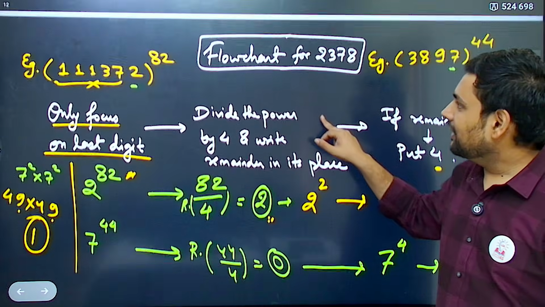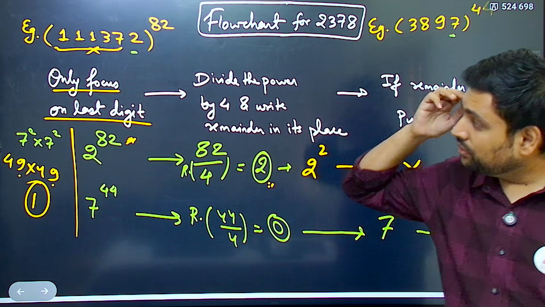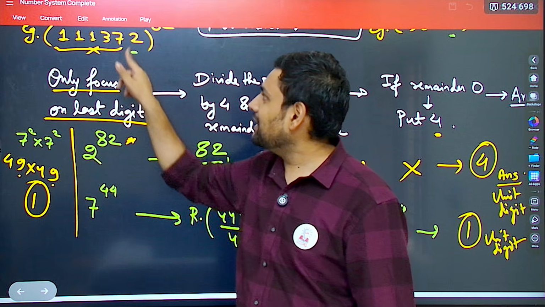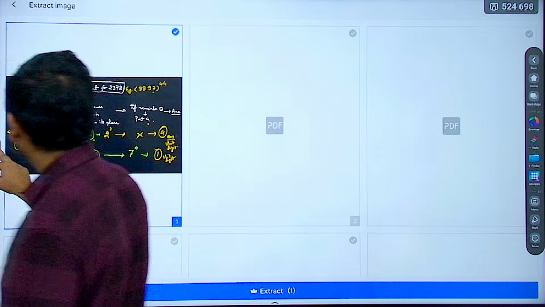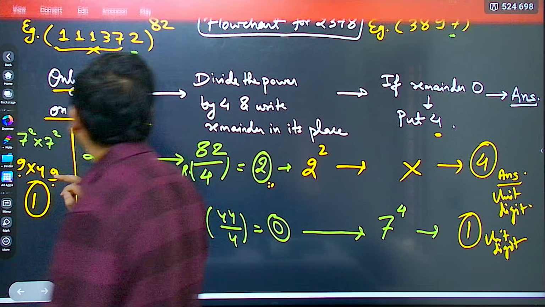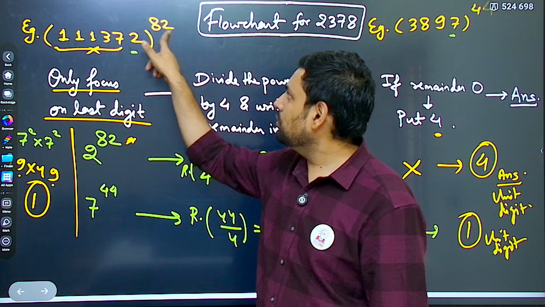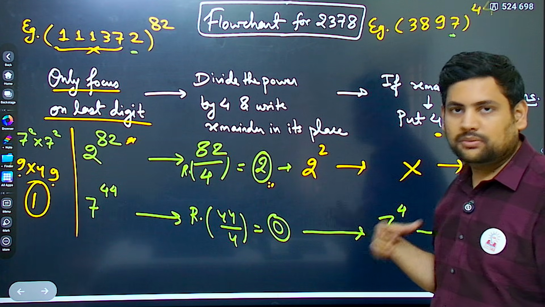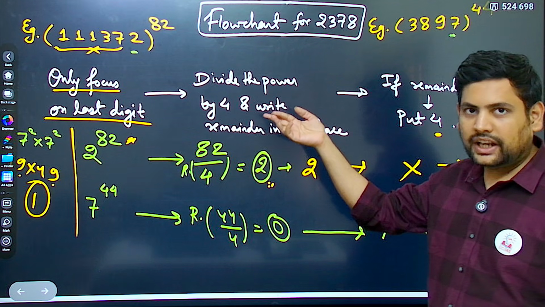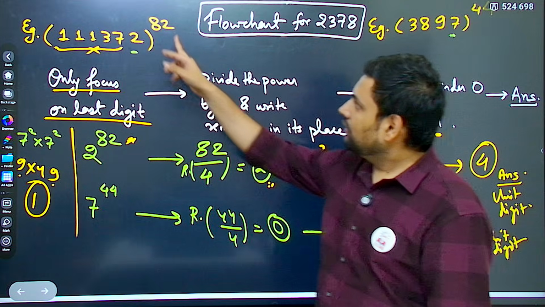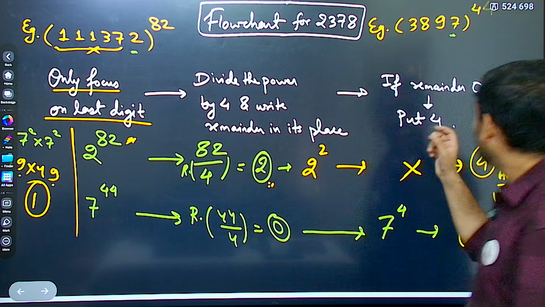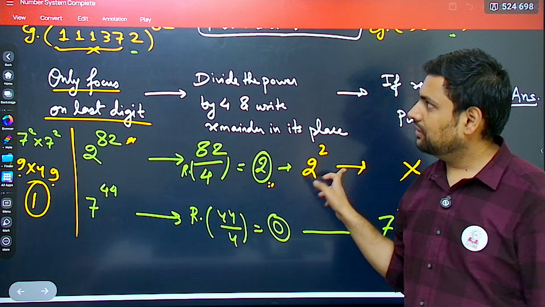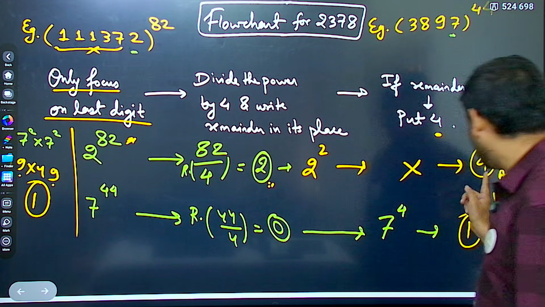Then remember the flow chart for 2378. What you do? Only focus on the last digit, correct? In this number, these are useless. What matters? Only 2 matters, correct? Then 2 power 82. So what you have to do? Divide the power by 4 and write the remainder in its place. Now, if you divide 82 by 4, you got 2 as remainder. So you just put 2 above, correct? So 2 power 2, then the answer came out to be 4.